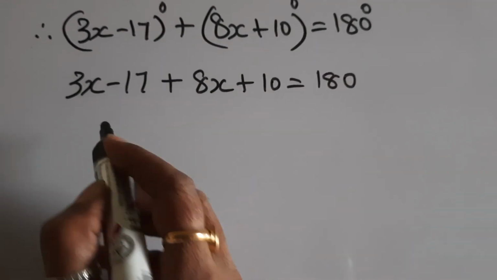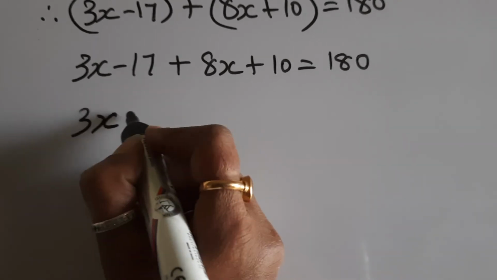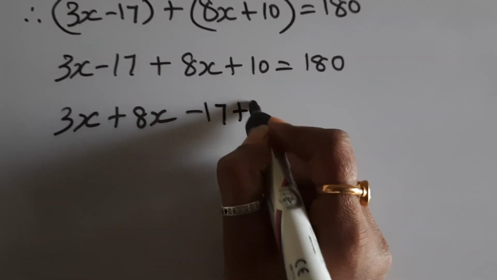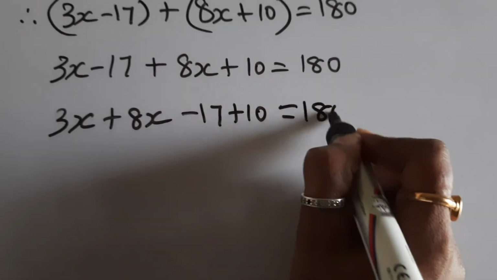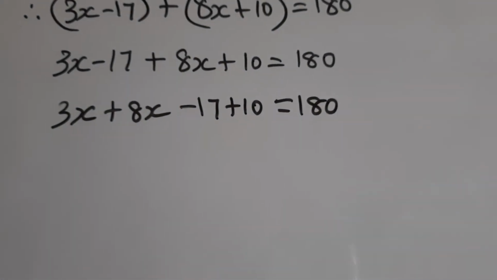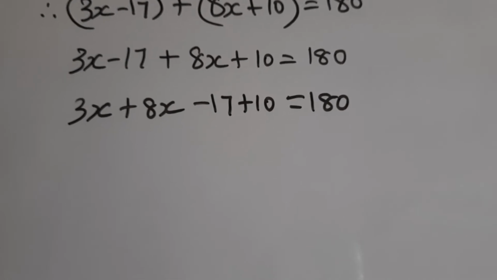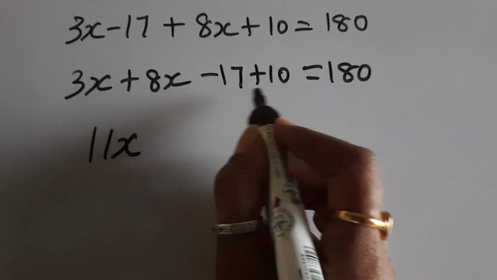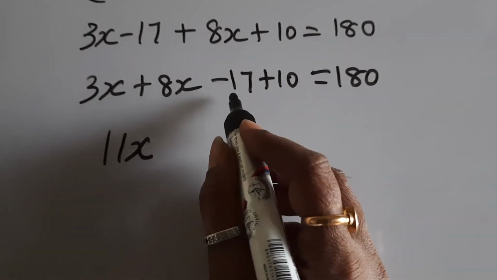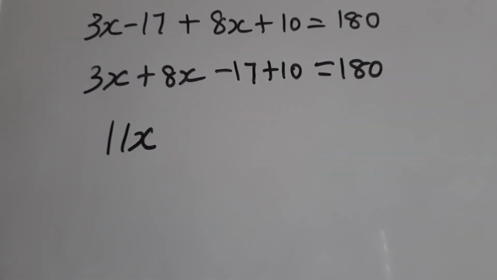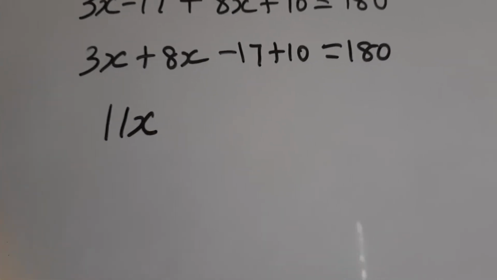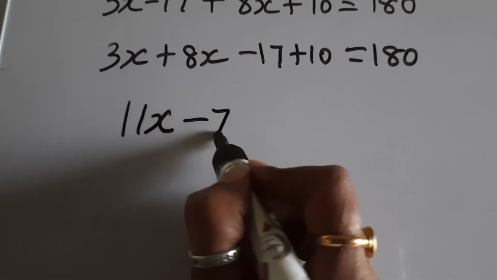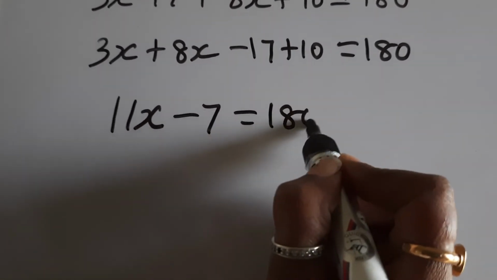Let us bring the x together, like terms together. 8x minus 17 plus 10 is equal to 180. Got that much clear? 3x plus 8x will give us how much, children? 11x. Correct. Minus 17 plus 10. So minus 17 plus 10, we will have to subtract it, but take the sign of the greater number. So minus 17 plus 10 will give us minus 7, is equal to 180.